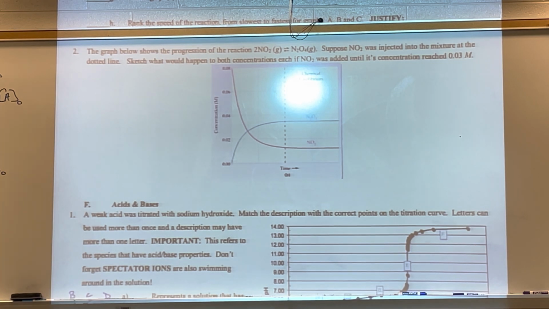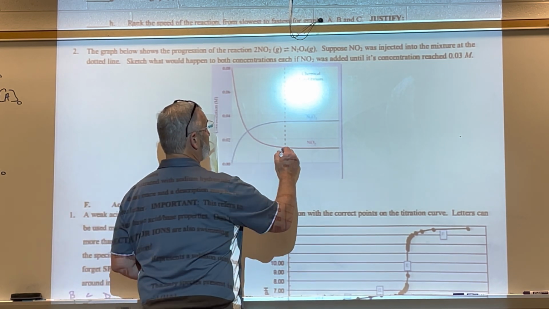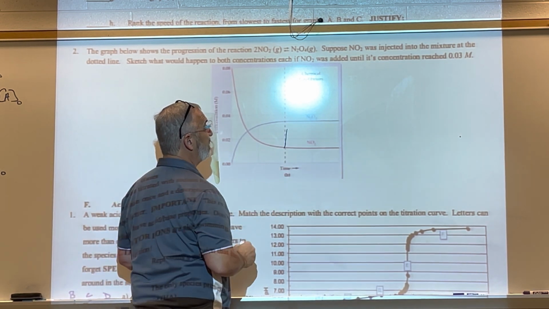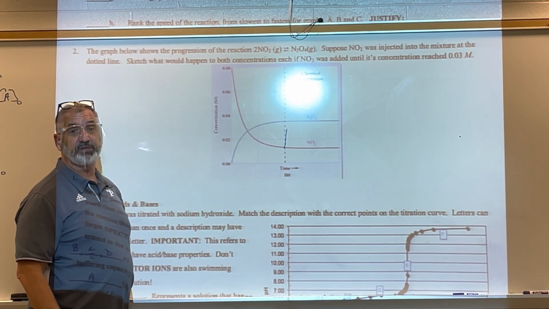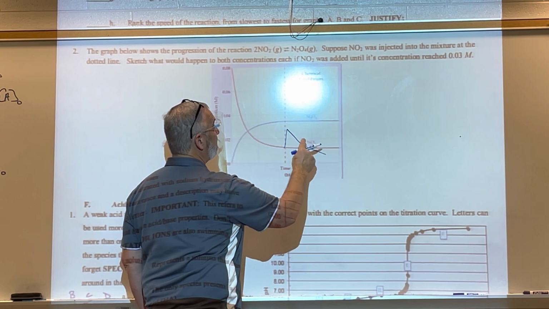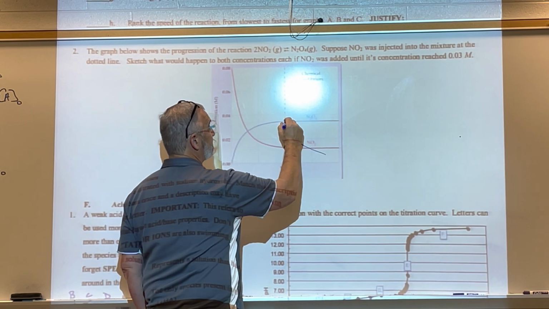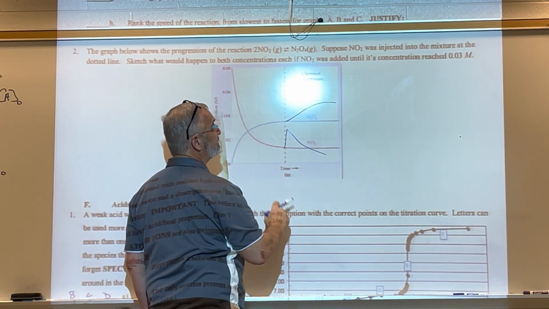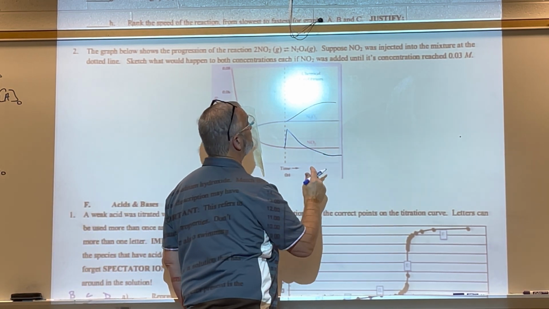Okay? So if I add NO2, what's going to happen initially to its concentration? It's going to go up. So right here, it's going to spike up to 0.03, right? Then what's going to happen to it? It's going to start coming back down. And then what's going to happen to this one? It's going to start going up, and I don't know if it's going to spike up or it's just going to start going up some more until it levels off again and reaches equilibrium.